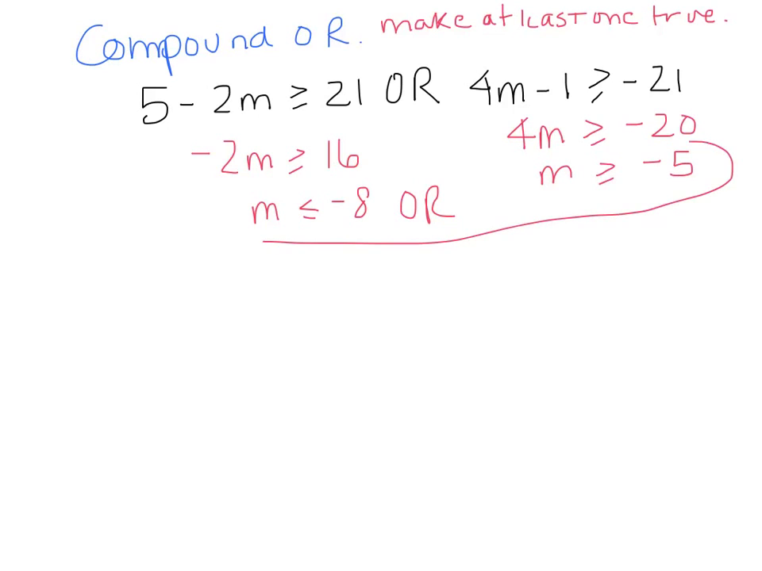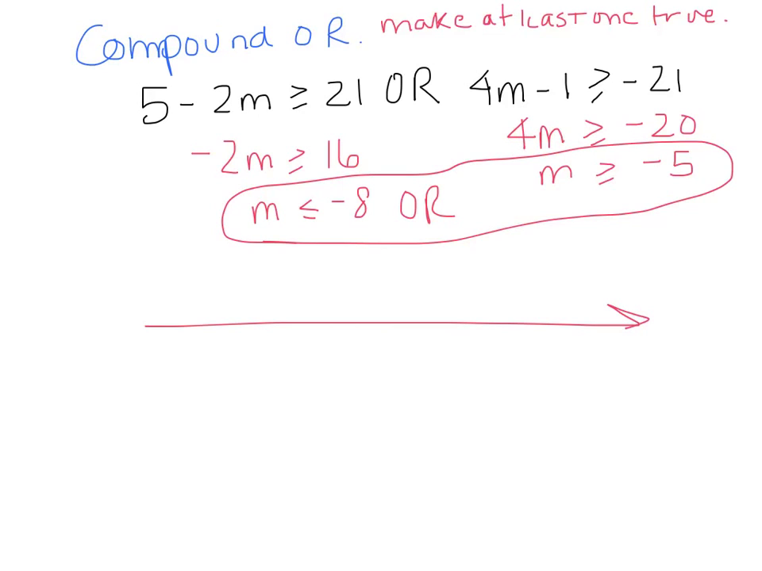Alright, so here's my two statements. Graph it on the number line. Let's see, I need a number line that has negative 8, negative 7, negative 6, and negative 5. Alright, I want to be less than or equal to negative 8, which would be a closed circle. So I've just made one of them true. Okay? Or, so now I have to make the other one true is also a possibility. Closed circle again, greater than. And that's my solution. There's no overlap.